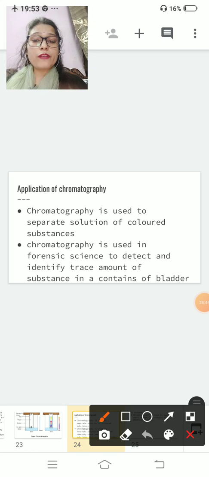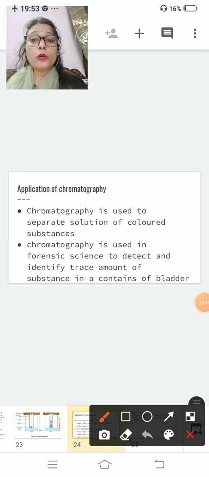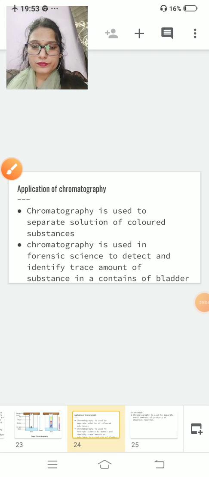Clear? You have different types of chromatography, but the simplest one is paper chromatography. With the help of paper chromatography, you can separate out different solids or different substances. Clear? Because all the substances have different solubility in water. Clear? Shall we go ahead?